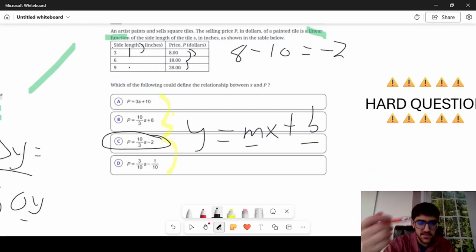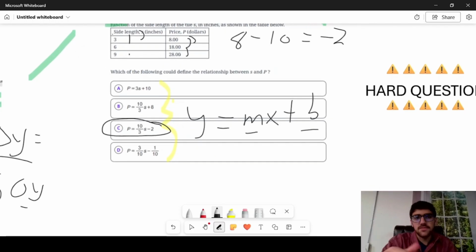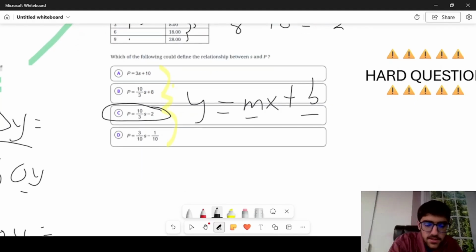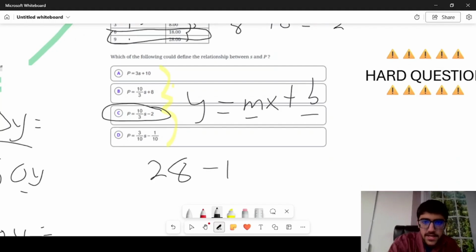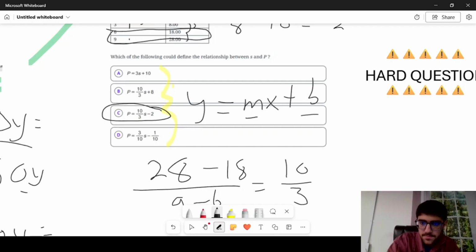If you wanted to, you could find the slope. Just for doing it, let's do it. So we take 2 points. Let's use these 2 points. So we get 28 minus 18 over 9 minus 6. You get 10 over 3. And then you are done. The answer is C.